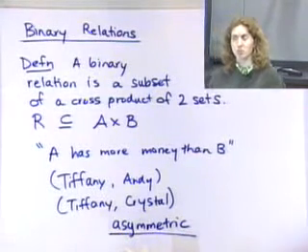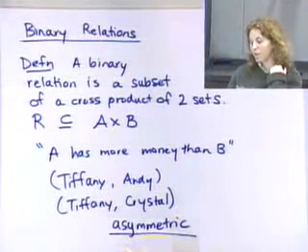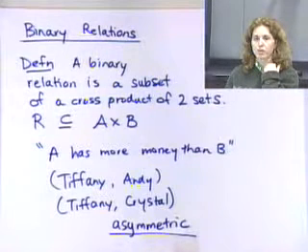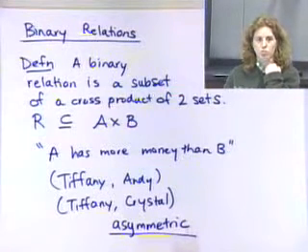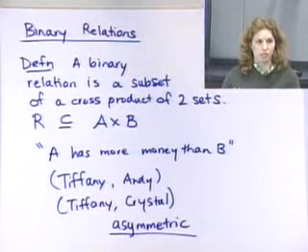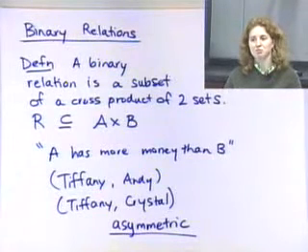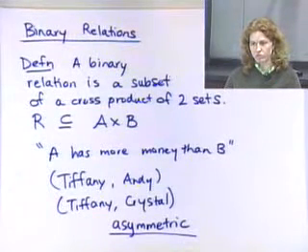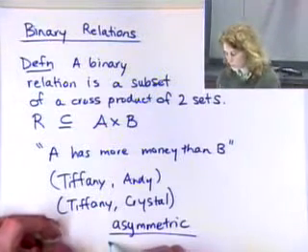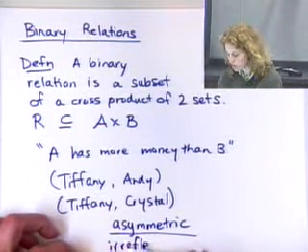We're going to talk about different properties of sets. This is an example of one. This is also an example of one that's irreflexive. So reflexive would be if Tiffany Tiffany was in there and Andy Andy was in there and Crystal Crystal was in there. But I can't have more money than myself. So this is also irreflexive. But we're going to talk about these definitions.